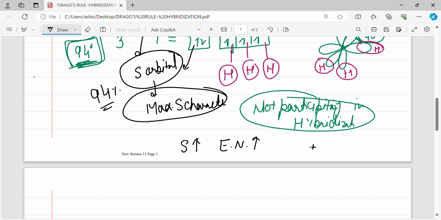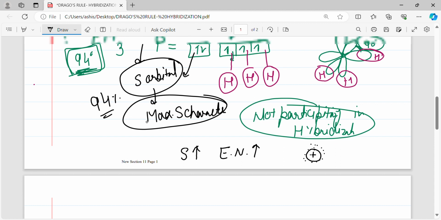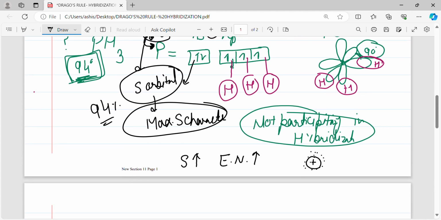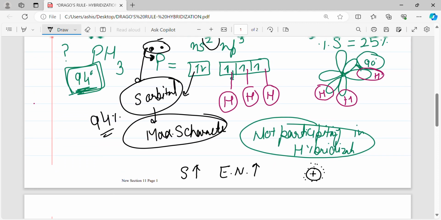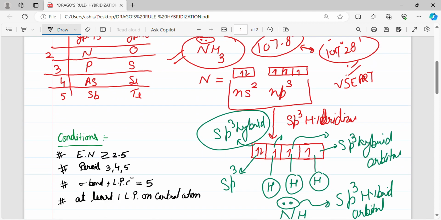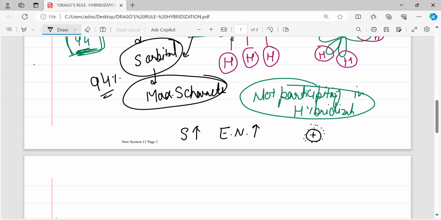And we all know if s character is more, then electronegativity of the atom will also be more. And if s character is more, then electrons will be closer to the nucleus. So we can say these lone pair are closer to the nucleus of phosphorus. That's why this phosphorus cannot donate electrons easily. So that is the reason.